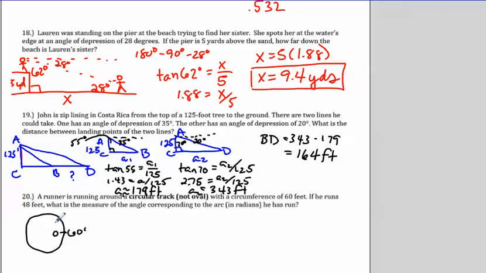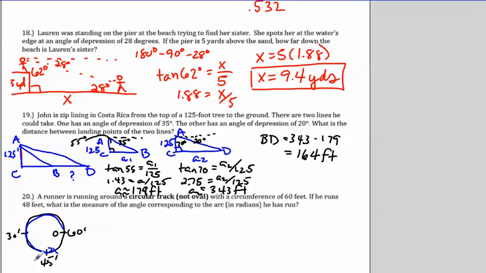It says that he runs 48 feet, and I want to know the measure of the angle corresponding to this arc. So let's put some marks around the circle. If this is 0, this must be 30 over here, 30 feet. And this must be between 30 and 60, 45 feet. So he's going to run a little bit more than 45 feet. So let's see if we can use another color to show that. So he's going to go 0 to 30 to 45, a little bit more to 48 right here.